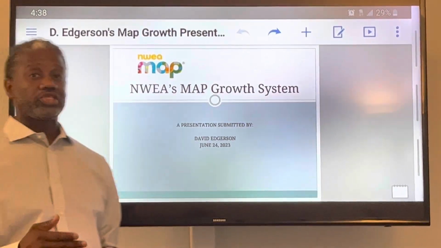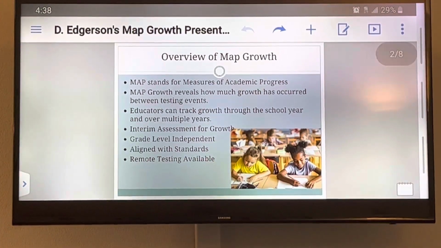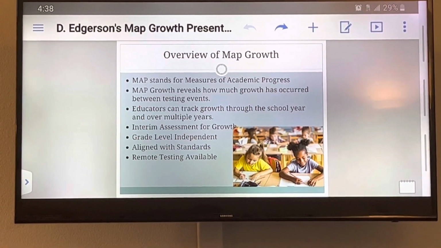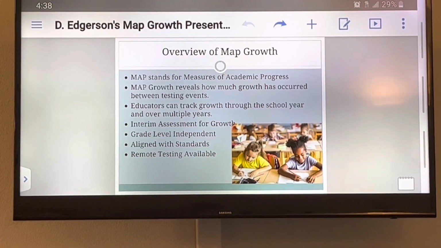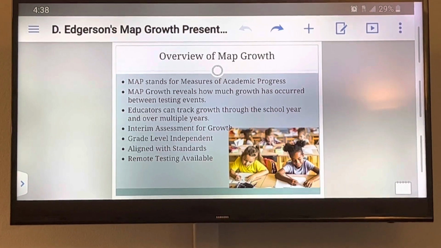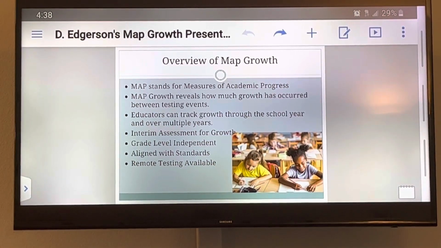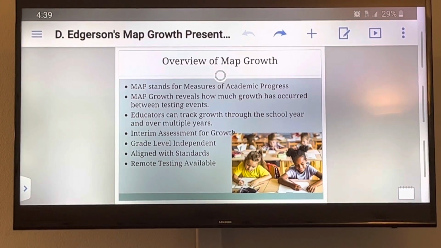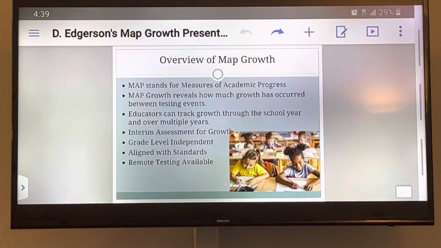Let me direct your attention to the slides where we look at an overview of MAP Growth. What is MAP, you ask? MAP stands for Measures of Academic Progress. MAP Growth reveals how much growth a student has made between testing events. MAP Growth also allows educators to track growth throughout the school year and over multiple years.